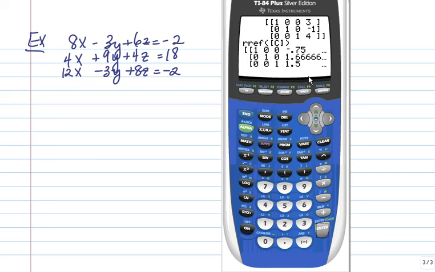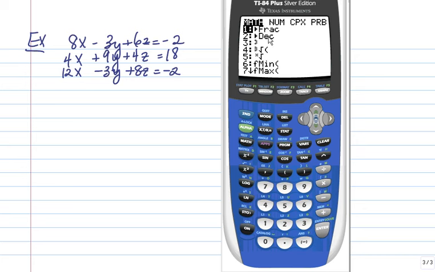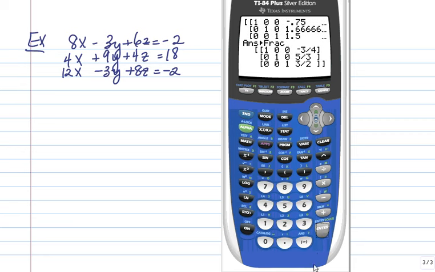Now notice that the solutions to this system are rational numbers, right? They're decimal values that either terminate or repeat. So we can have the calculator convert those to the fractional form. To do that, we press Math, and option 1 is convert to a fraction. So enter, and then enter. Isn't that pretty cool? Now we have the solutions in the fractional form.